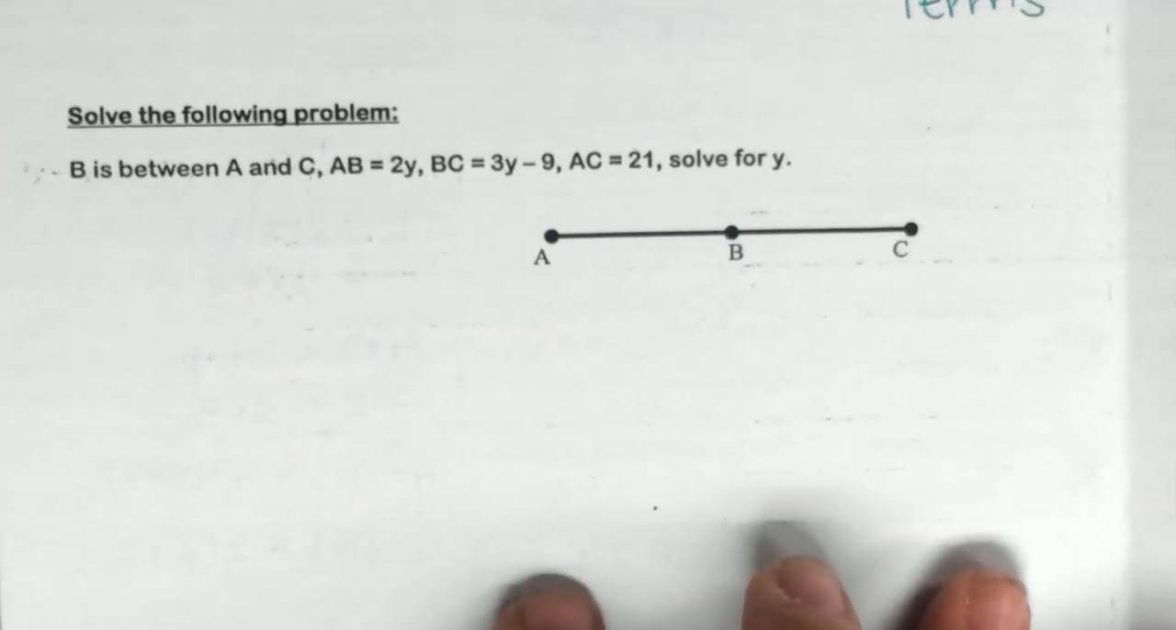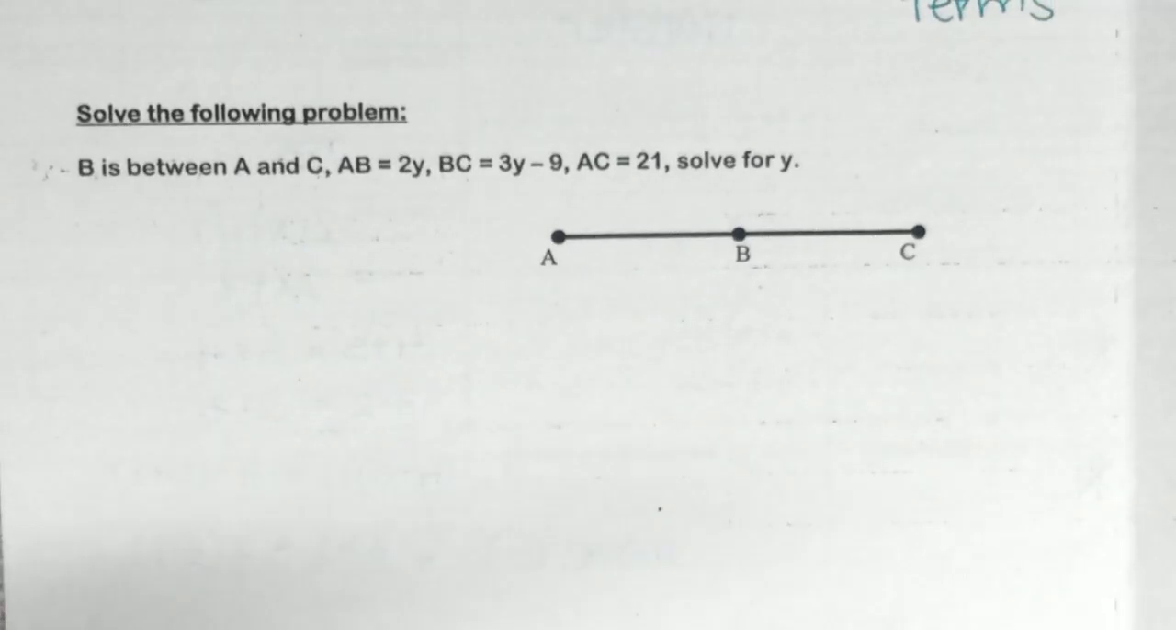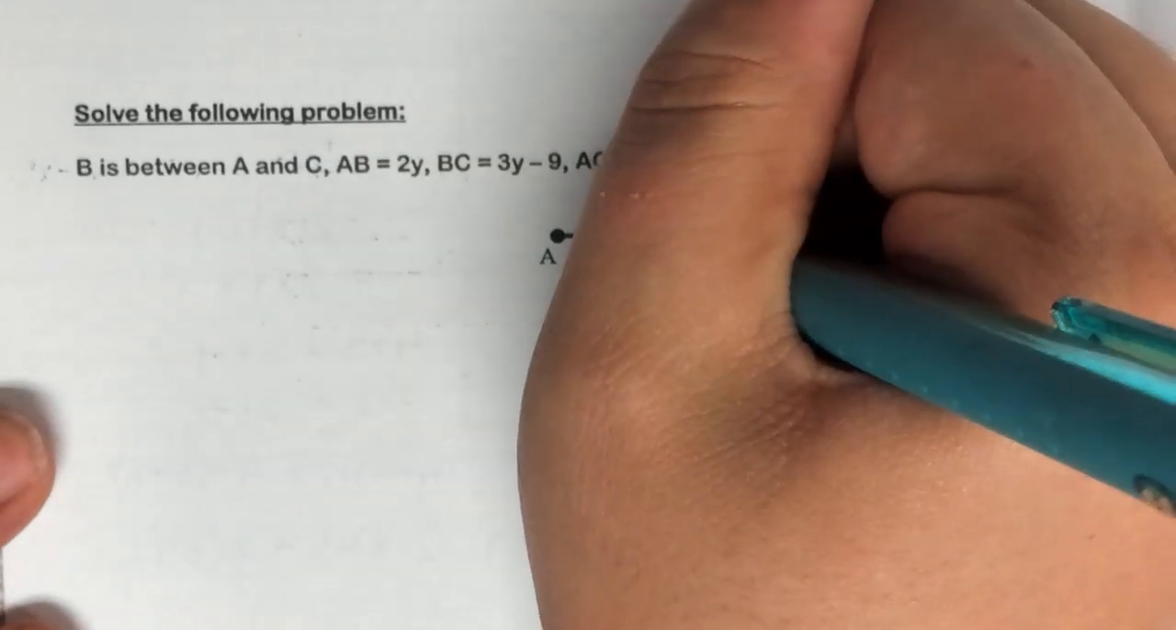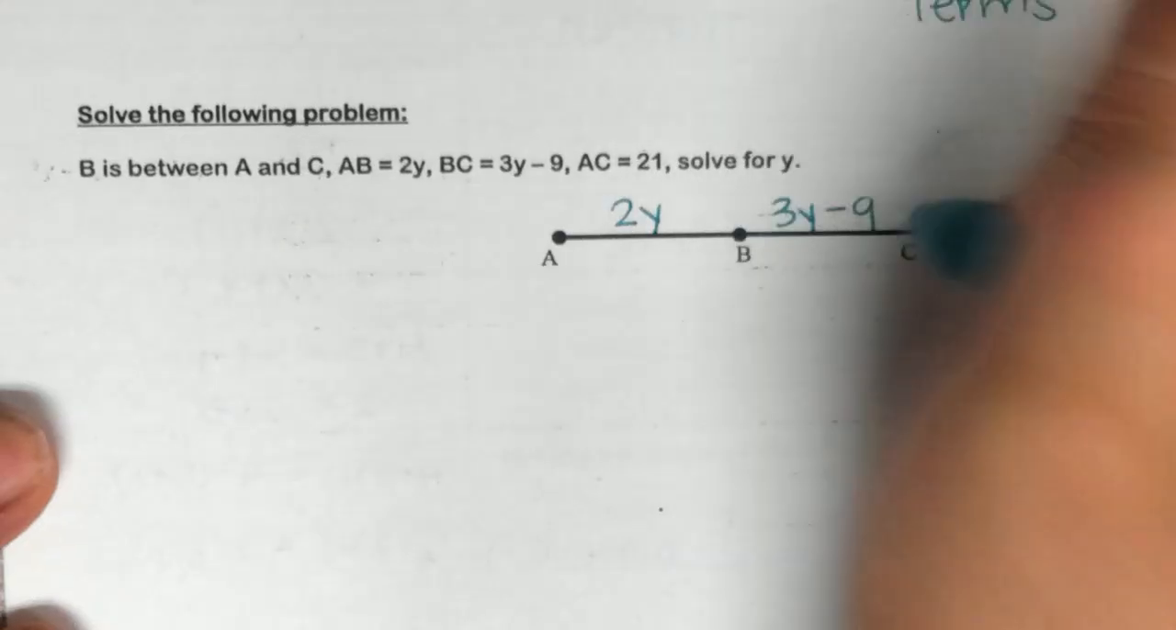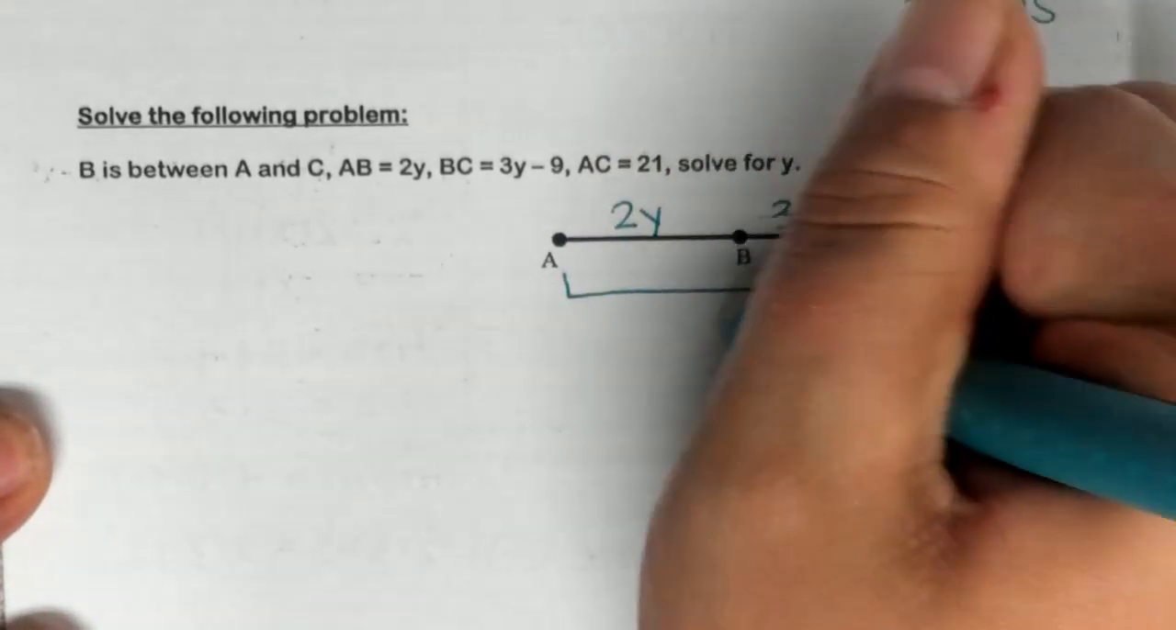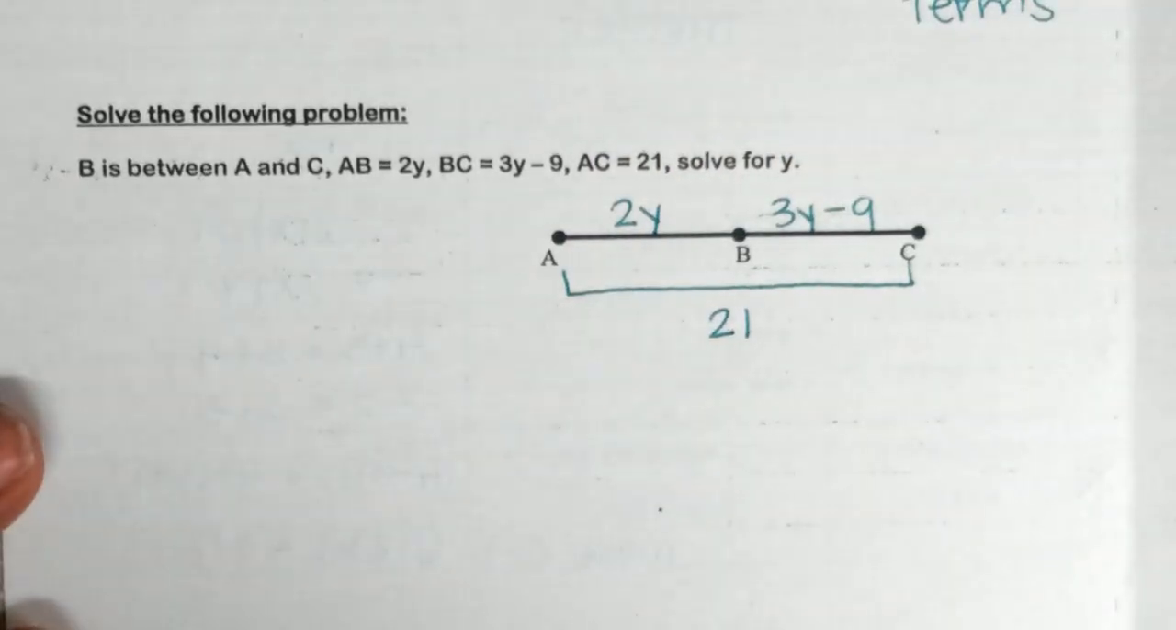Can I have everybody's head up, please? This is an old problem that we did at the beginning of the year on a test. It says B is between AC. Do you all agree it's between there? Let's label. AB is 2y. BC is 3y minus 9. And AC is 21. Does this look familiar? Does anybody remember what type of problem we called this?